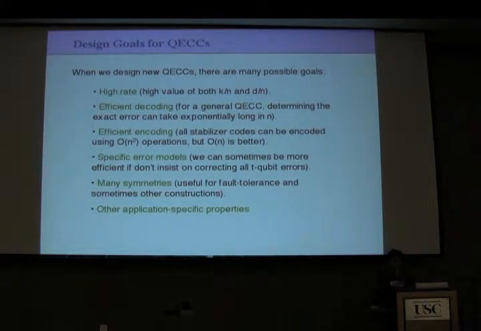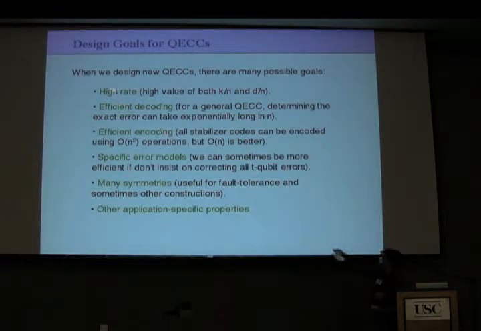Okay. So when we're designing a quantum error correcting code, there's really a lot of properties that we'd like to have. And of course, ideally we'd like to have a single code that's good for all of these properties. But realistically, there's some trade-off between them. But frequently we can design codes that are good for many of these at once.